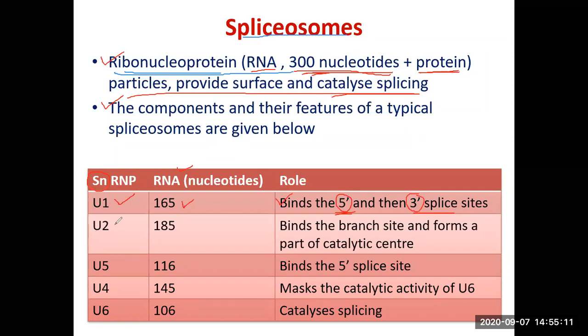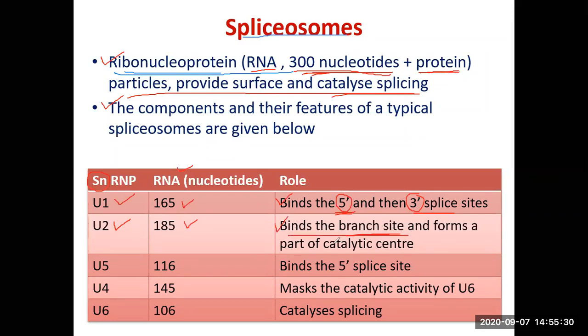The second component of a typical spliceosome is U2 RNP. It is made up of 185 nucleotide long RNA, and some protein is also there, which is not specified in this table. What is its role? It binds the branch site.